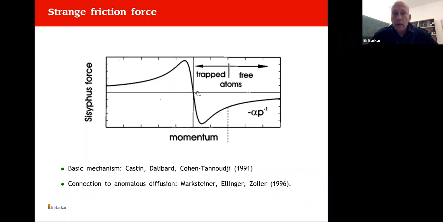So what we have here is the following. We have here a very strong friction made by the lasers. However, this friction works in some interval between this point and that point. This is the capture velocity, never mind the details.